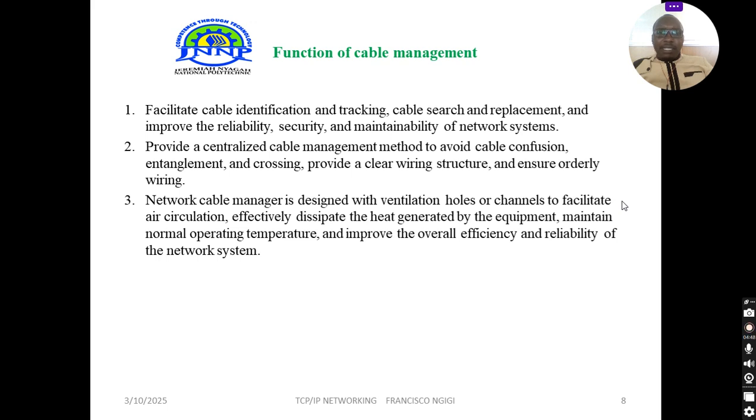Network cable management is designed with ventilation holes on the channel to facilitate air circulation effectively, dissipate the heat generated by the equipment, maintain normal operating temperature, and improve the overall efficiency and reliability of the network system.